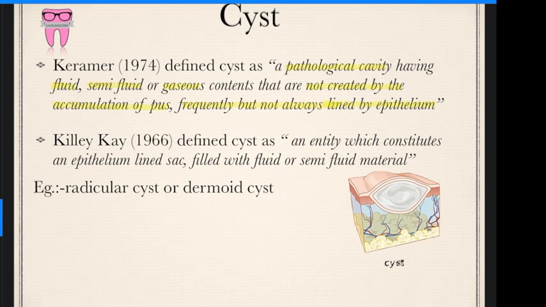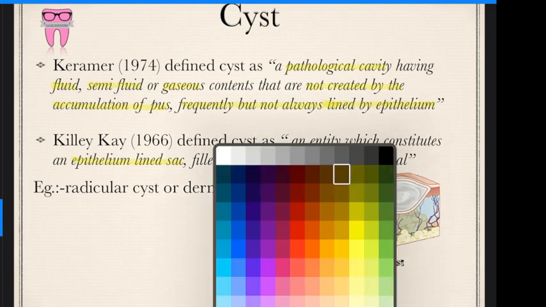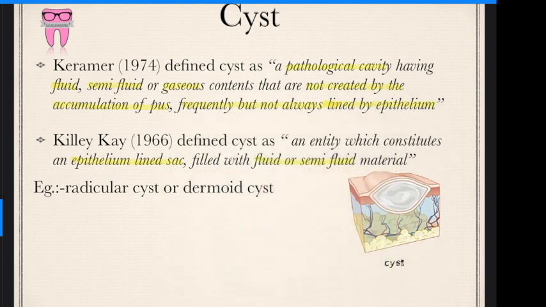Whereas Kruger in 1966 defined cyst as an entity which constitutes an epithelium-lined sac filled with fluid or semi-fluid material. Examples are radicular cyst or dermoid cyst. A cyst is something which is lined by epithelial cells. If it's lined by epithelial cells, it's known as a true cyst. And if it's not lined by epithelium, it's known as a pseudocyst.